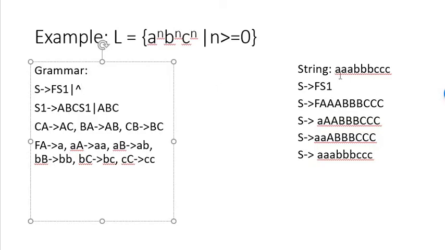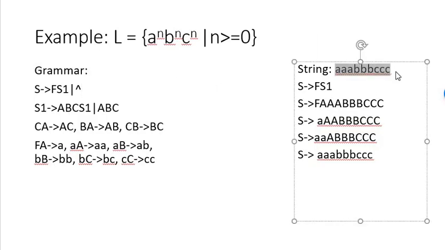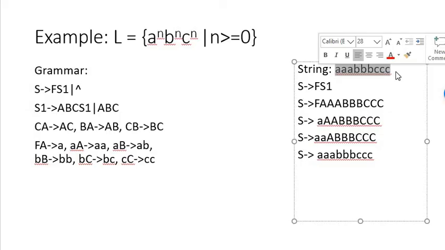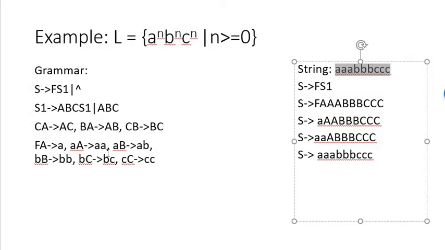Now you might be thinking that we have taken only this string triple A, triple B, triple C. What if 4A, 4B, 4C string has been given to us? The answer is, of course, this grammar can generate 4A, 4B, 4C, or else if you take 5A's, 5B's and 5C's, any string that belongs to this language, this grammar will be able to generate it, and any string that does not belong to this language, this grammar will not generate those strings. You can check it at your home.